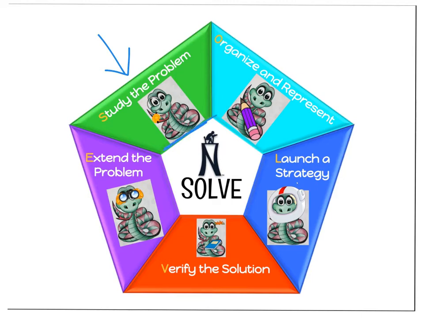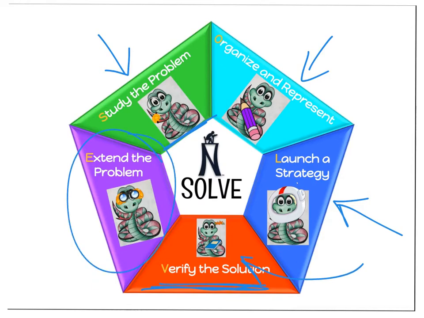The green means go. Our next step will be to organize and represent. Then we're going to launch a strategy. And then when we verify the solution, you see how it's red, that's where we stop. This is where the problem ends. But you notice this purple section. What we do in the purple is we extend the problem. That's where we can create our own problem from the one we just solved. So I'll show you every single part, and then we're going to do a practice problem together.